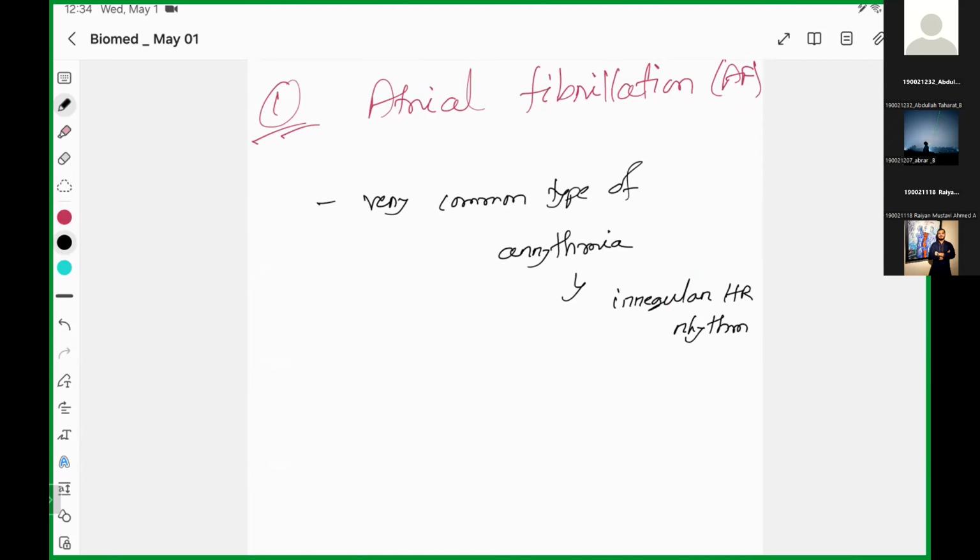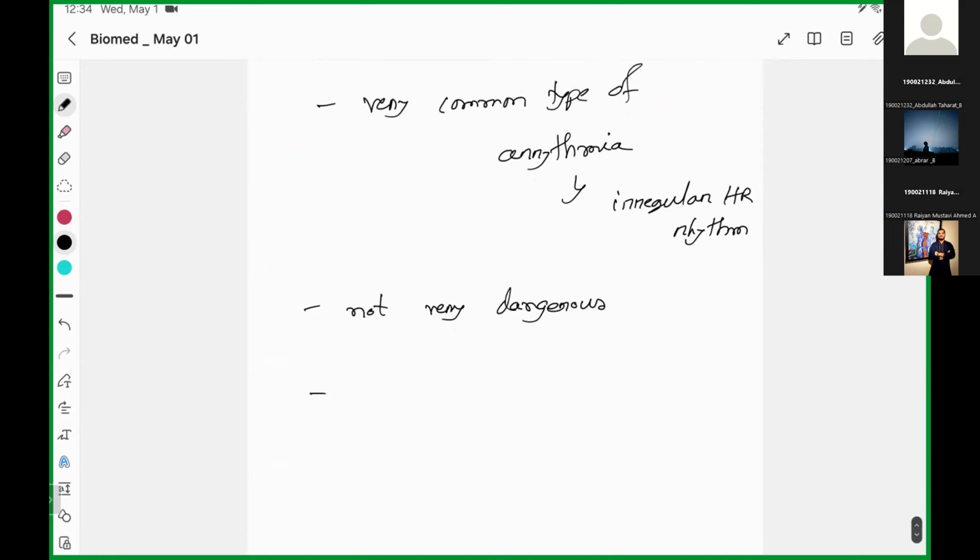Now, this one is not very dangerous. Ventricular fibrillation, that is very dangerous. We'll talk a little bit later, but atrial fibrillation is not very dangerous. So what happens in atrial fibrillation? How do you find it? You will see the P wave is very small. I'm going to show you a little bit later. The P wave is very small or absent. You can barely find the P wave. So that is how you identify.